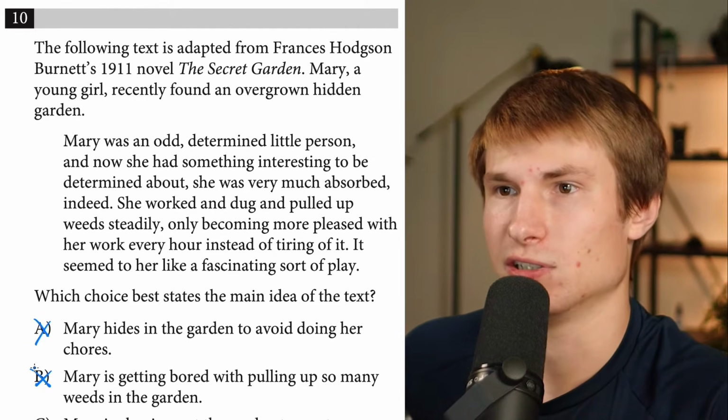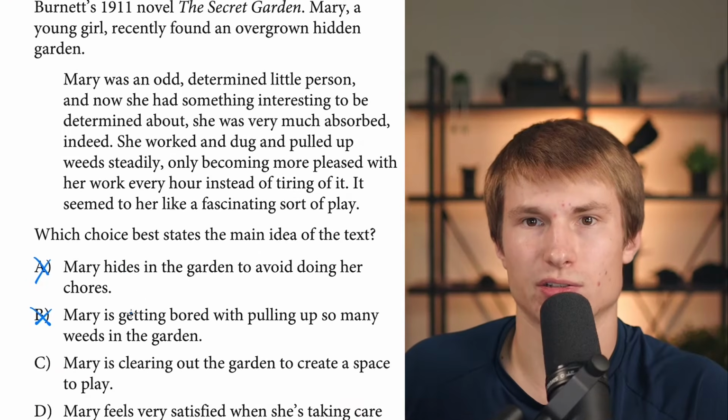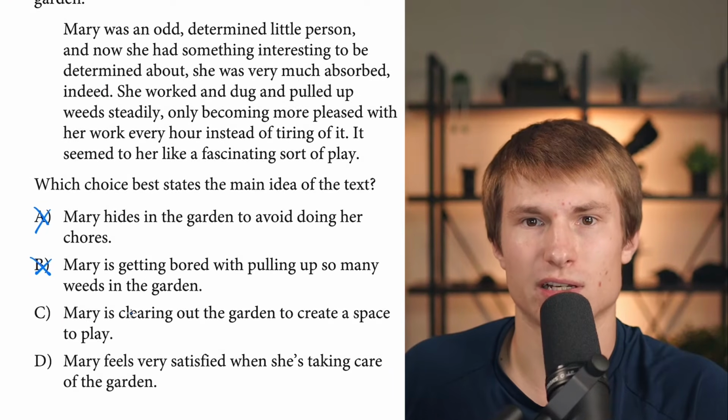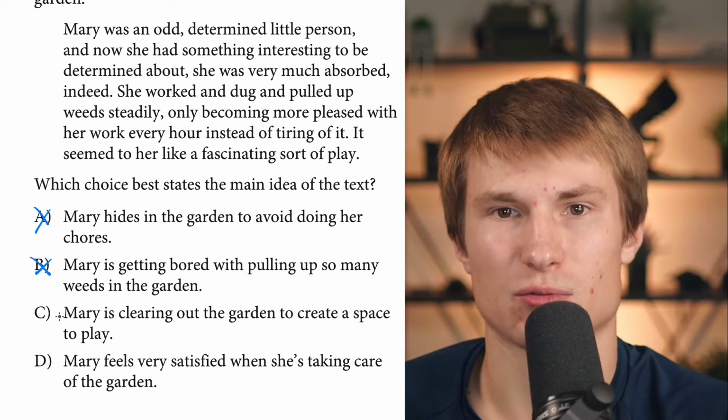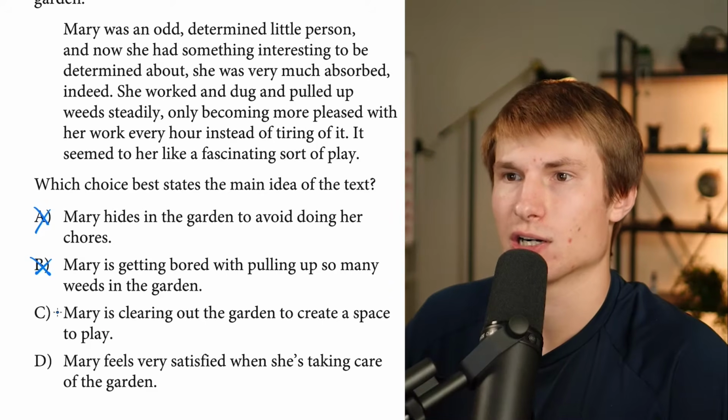Okay, we know that she's actually not getting bored of it. She continues to do it. It seemed to her like a fascinating sort of play. So B would be the opposite of what is really the case. We have C, Mary is clearing out the garden to create a space to play.